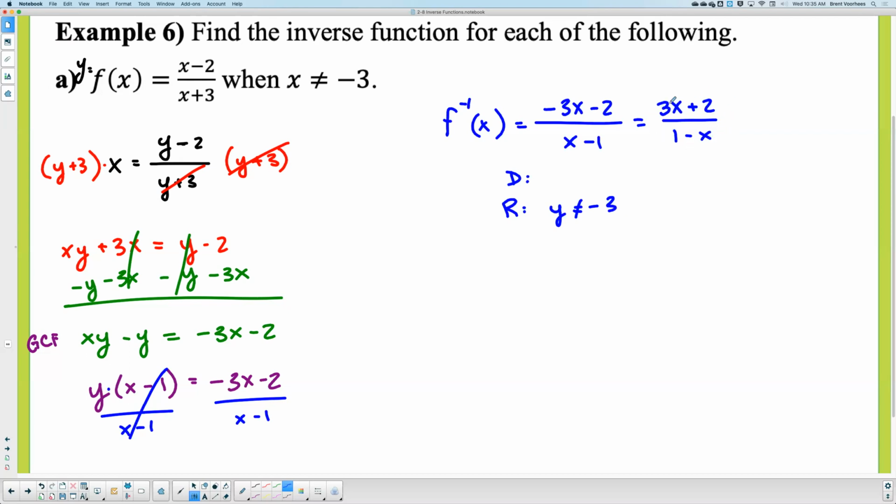Not equal to 0. Okay, can't divide by 0. What would give you a 0? If you looked at it this way, 1. What about over here? Would that be the same thing? 1 minus 1, would that be 0? X cannot equal 1. There you go. Other than that, x can be anything, you can't divide by 0.